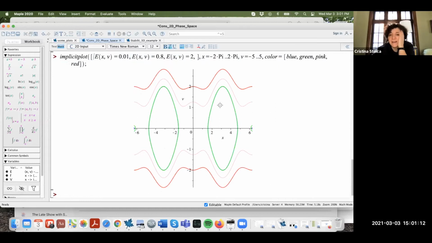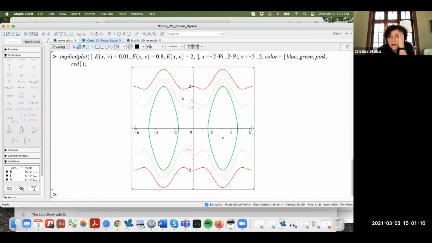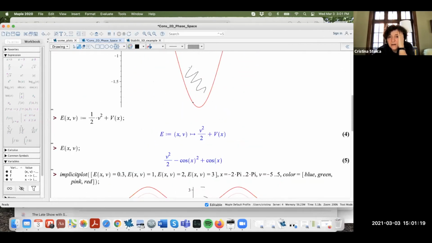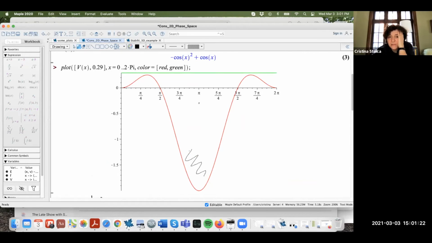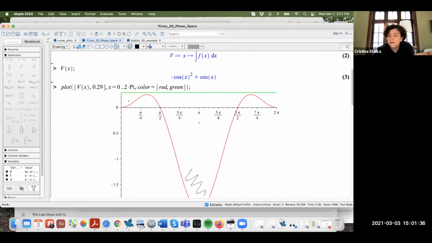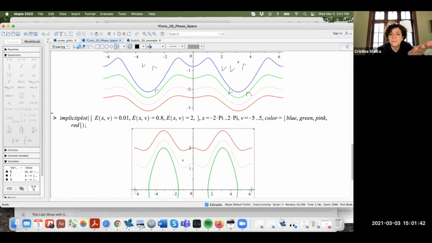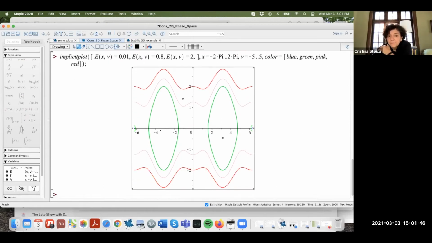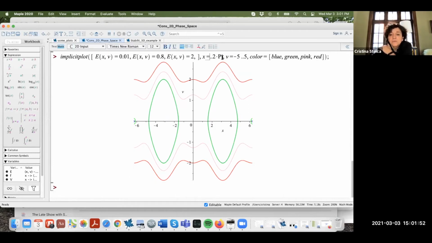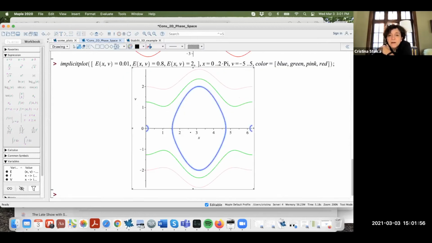So where are the equilibria? If you see here, this is the potential. We had an equilibrium at zero, at pi, and then at 2 pi, and that keeps repeating. And then we had them at pi over 3 and 2 pi over 3. This is how we computed them. They show up in the graph of the potential as the critical points of the potential, and they show up in the phase space again as equilibria. So let's put it from 0 to 2 pi: we'll have one here, one at pi, and one at 2 pi, and it keeps repeating.